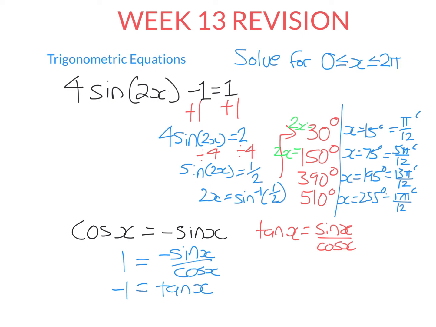So again, I want solutions between 0 and 2 pi. You can figure out the answer in degrees if you like, and then convert to radians. So if I put this in my calculator, I actually get a negative answer.